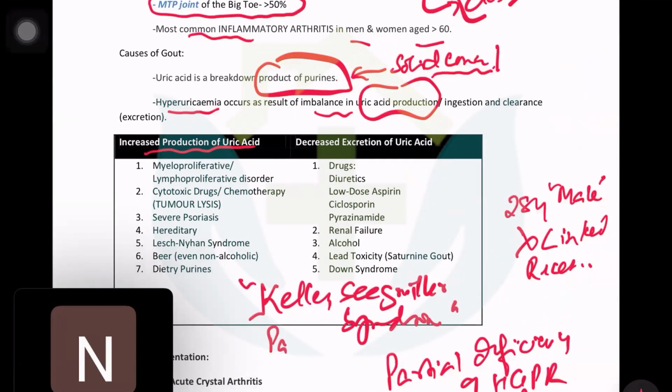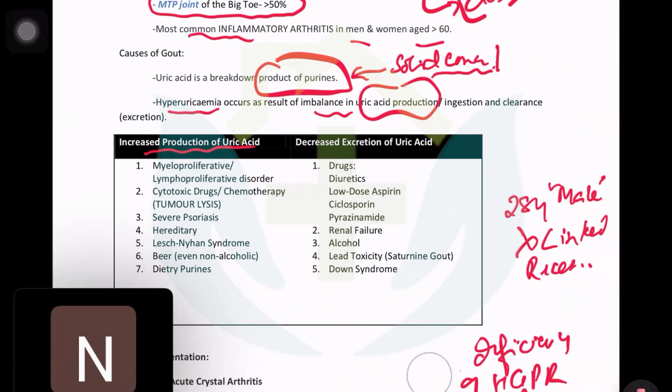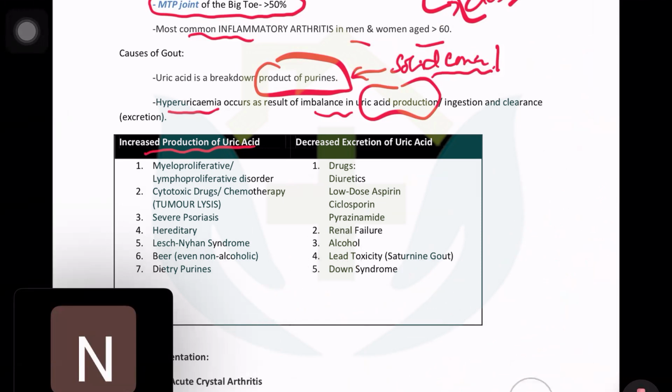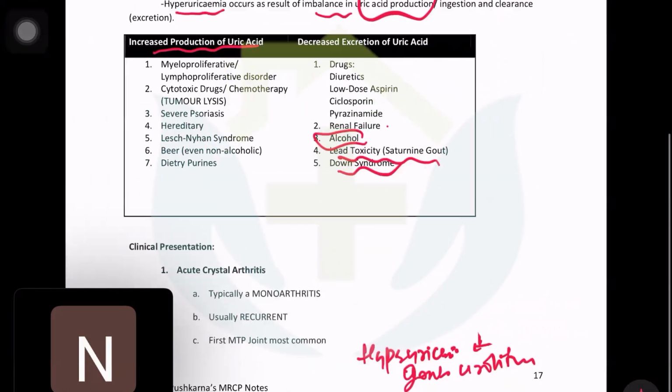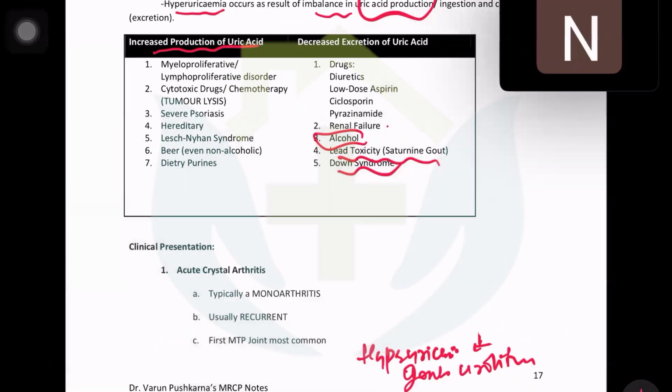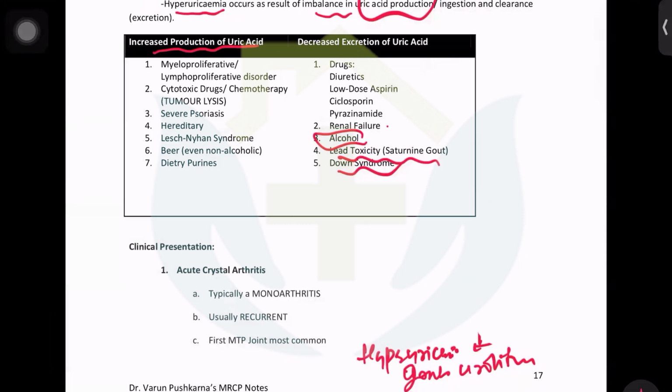Which are the drugs which lead to this? So diuretics, famous drugs leading to hyperuricemia, aspirin, cyclosporin, pyrazinamide, renal failure, alcohol, lead toxicity, and of course, Down syndrome. Clinical presentation. I told you it is classically a monoarthritis, usually recurrent. First MTP joint is the most common. This is acute gout.